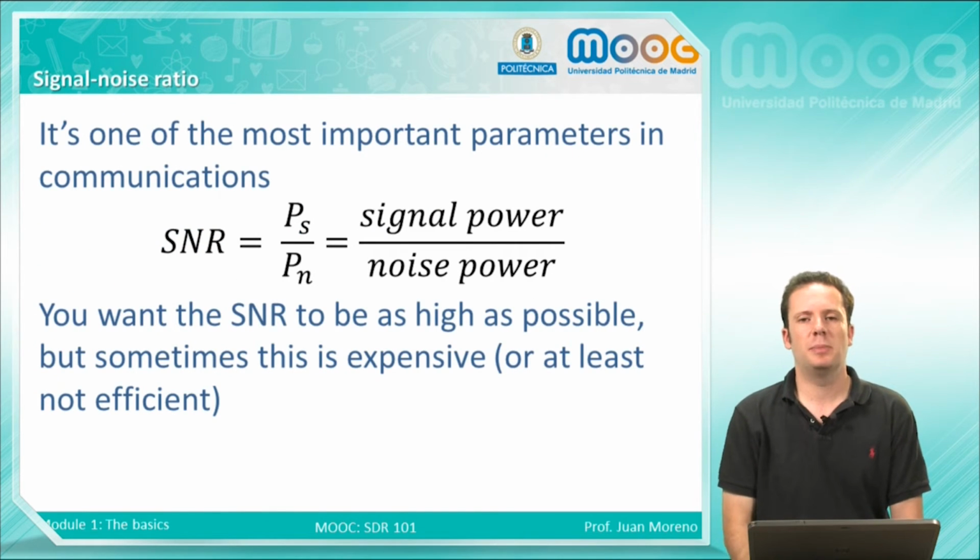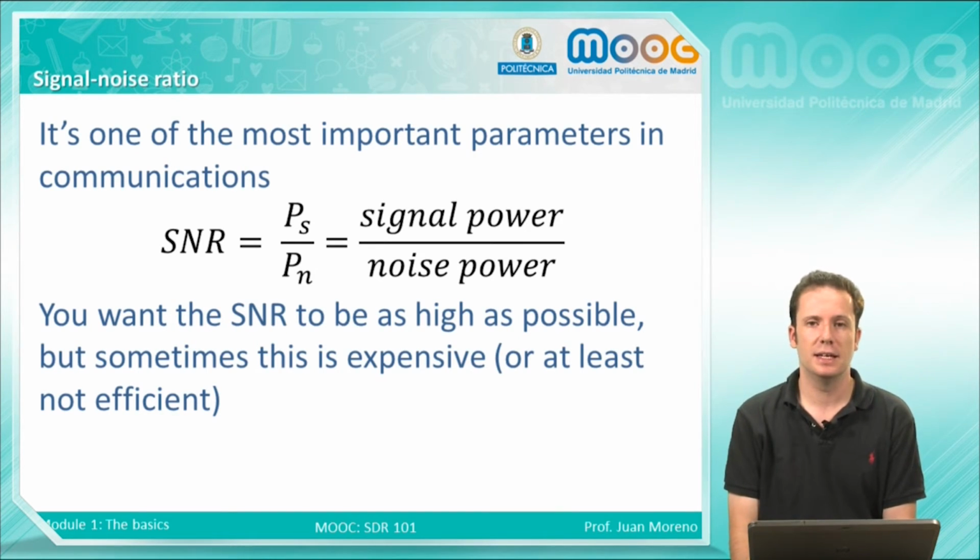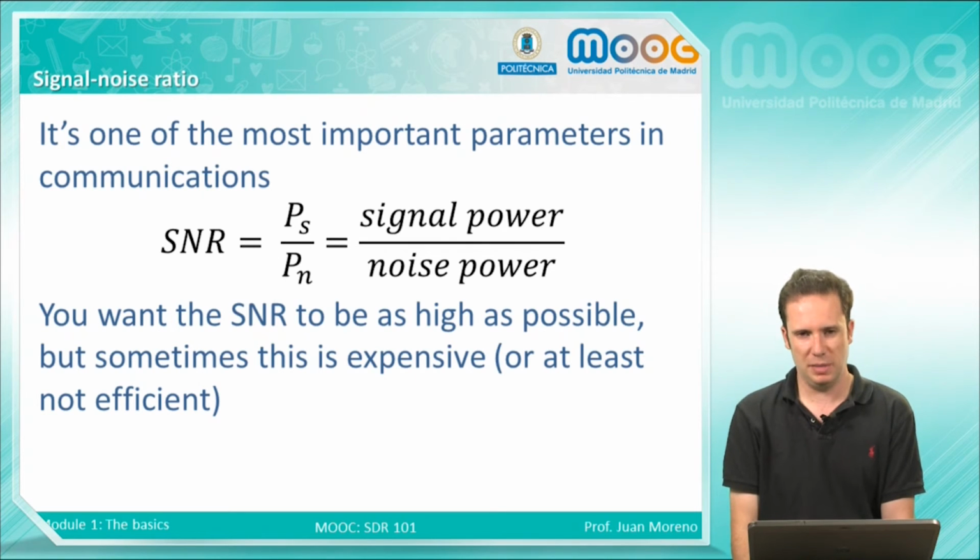A very important parameter in communications is the signal-to-noise ratio. This ratio relates the power of the signal with the power of the noise. The desired power, the power of the signal, what we want to transmit, and also the power of the noise, which is something that we don't want to have. Of course, this means that we want the SNR to be as high as possible.